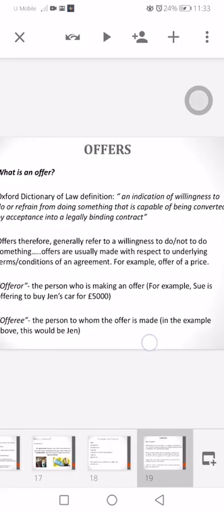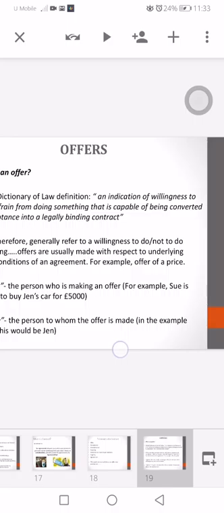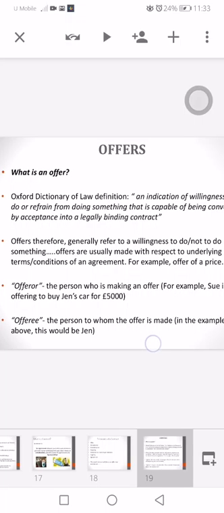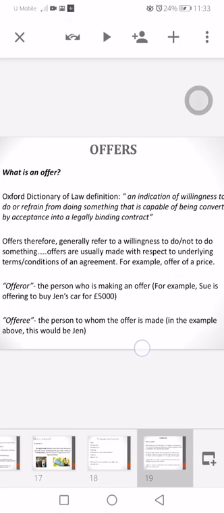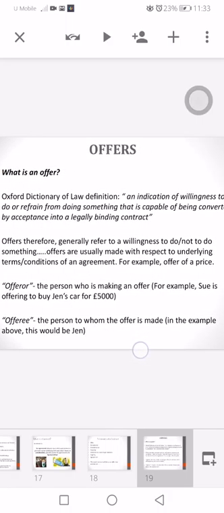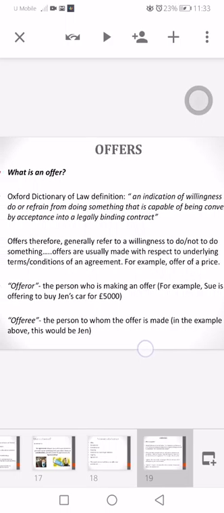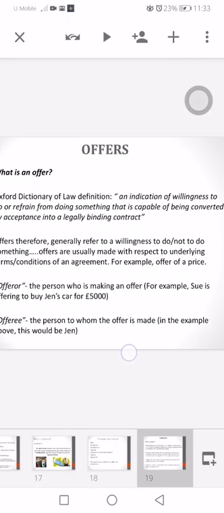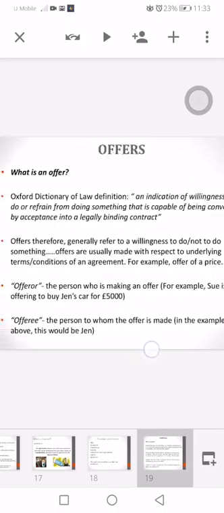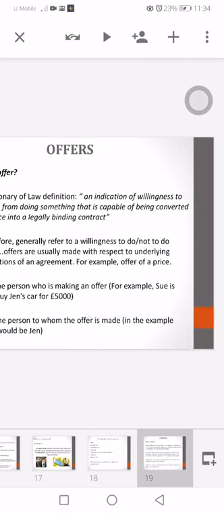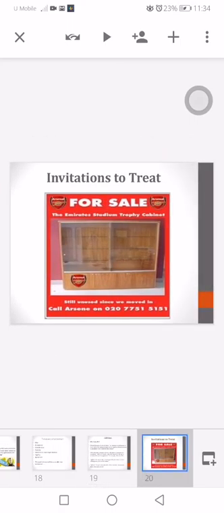The offerer is the person who is making an offer. For example, Sue offers to buy Jen's car for 5,000 euro. That is the offer, and the person who offers to buy the car is the offerer. The offeree is the person to whom the offer is made. In this example, this would be Jen. So we can call Jen the offeree. Sue is the offerer. Okay, that is an offer.